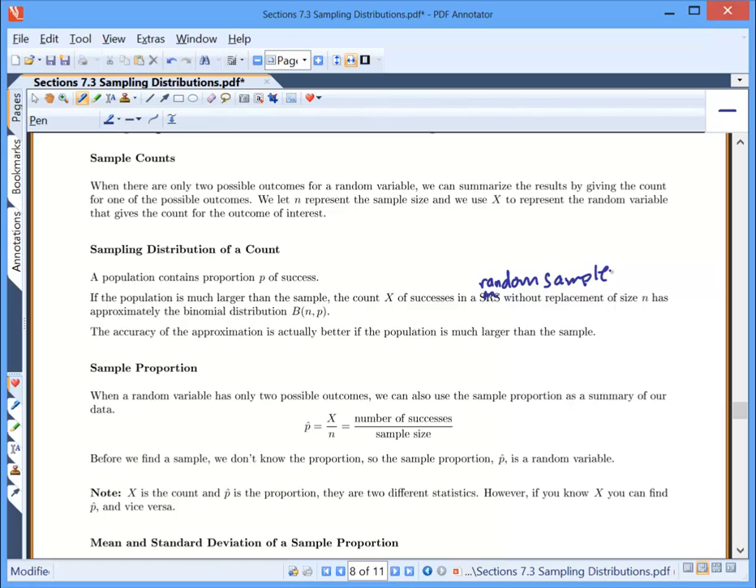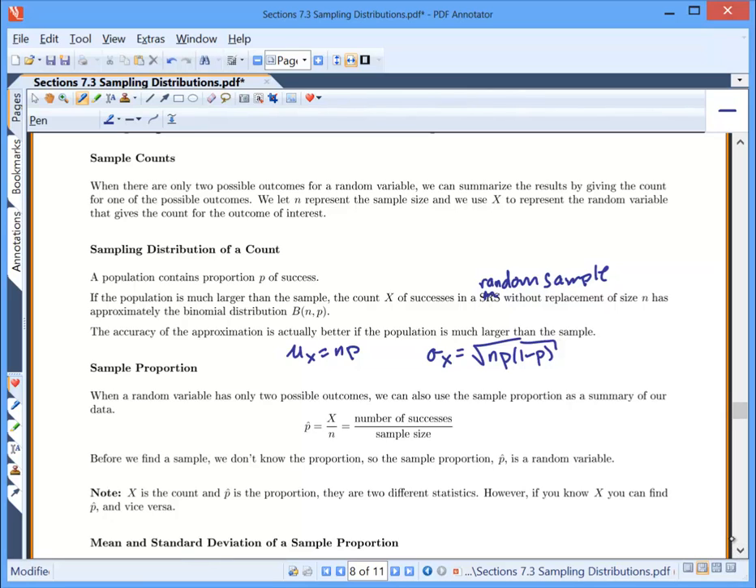Now, because it's binomial, we know the formula for the mean for a binomial is np, and we know the formula for the standard deviation is the square root of the variance, so the square root of n times p times 1 minus p. So we know the mean and standard deviation for our count x.